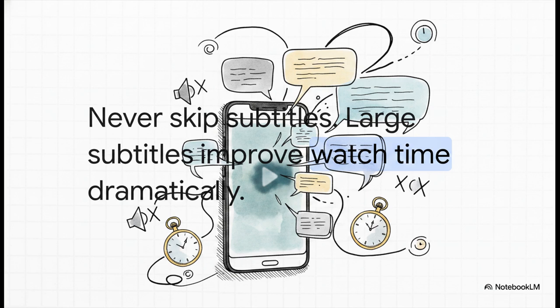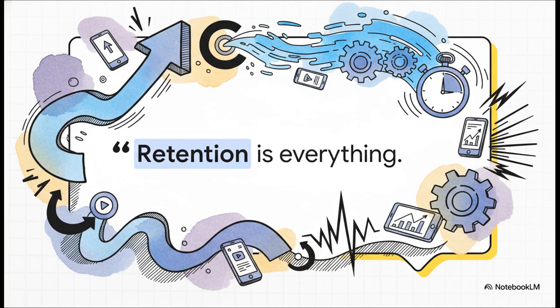Having big, clear, dynamic subtitles is an absolute non-negotiable requirement. They catch the eye and bump up your watch time dramatically. Because at the end of the day, retention is everything. That's the golden rule of the algorithm. If people click off early, the platform simply stops pushing your content to new people.